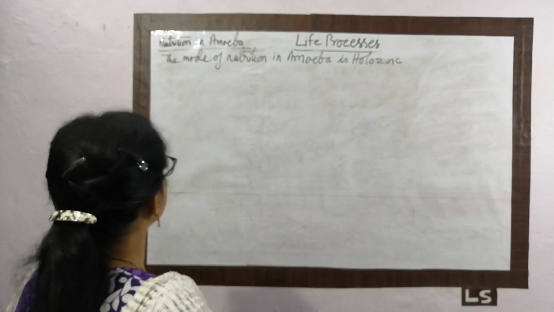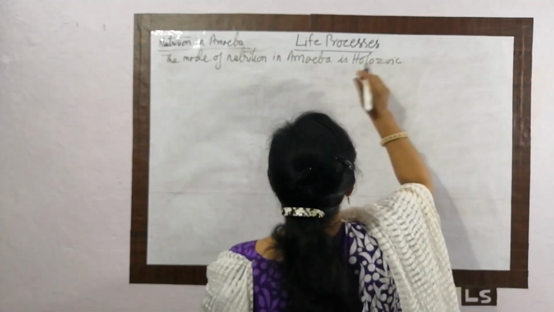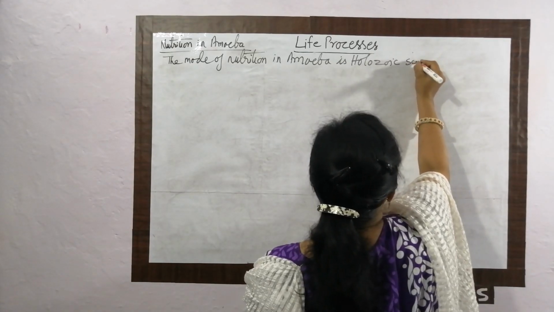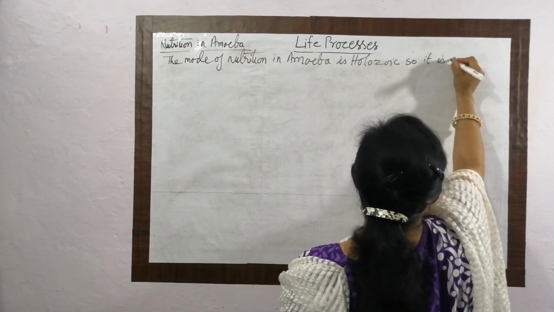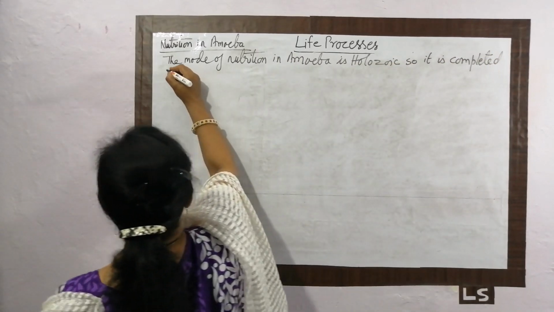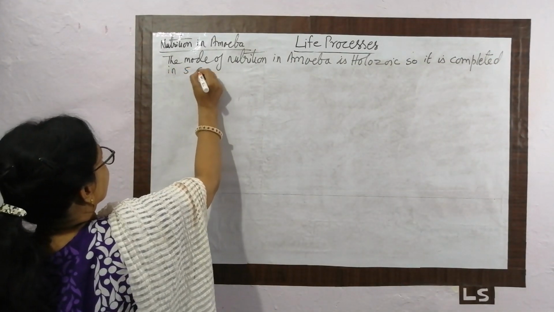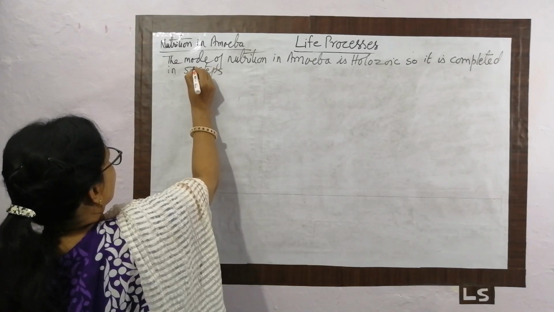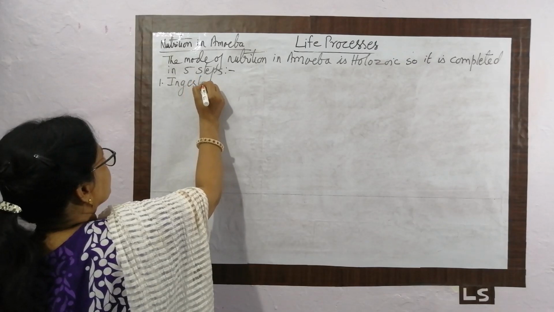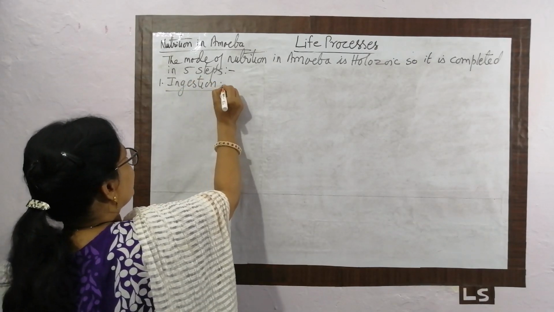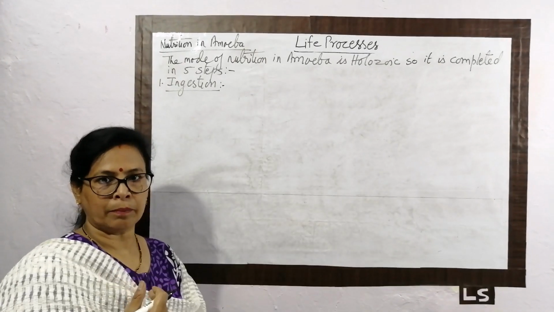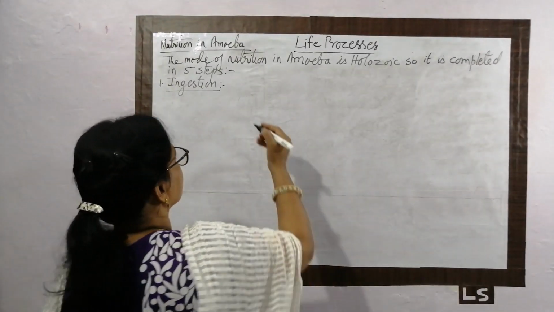If holozoic nutrition is there, we have the 5-step digestive system. It is completed in 5 steps. Okay, and first is the ingestion, that is taking in the food. Food को अंदर लेना. ठीक है? Amoeba ingests food by using its pseudopodia.